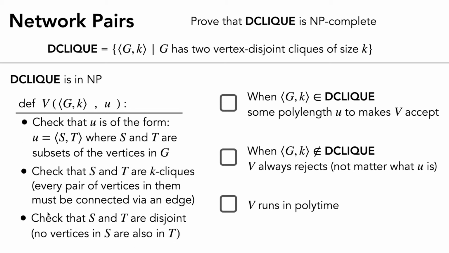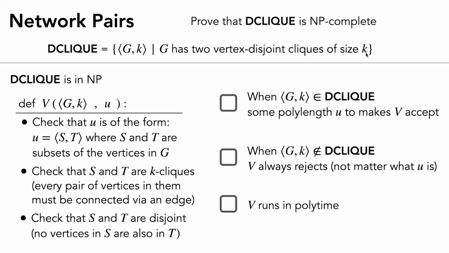If all three of these checks pass, our verifier is going to accept, and if any of them fail, we will immediately reject. Now we just have to go through and explain that our verifier works as expected. When we have a yes instance of d-clique, we know that our input satisfies this definition and really does have two vertex disjoint cliques of size k.